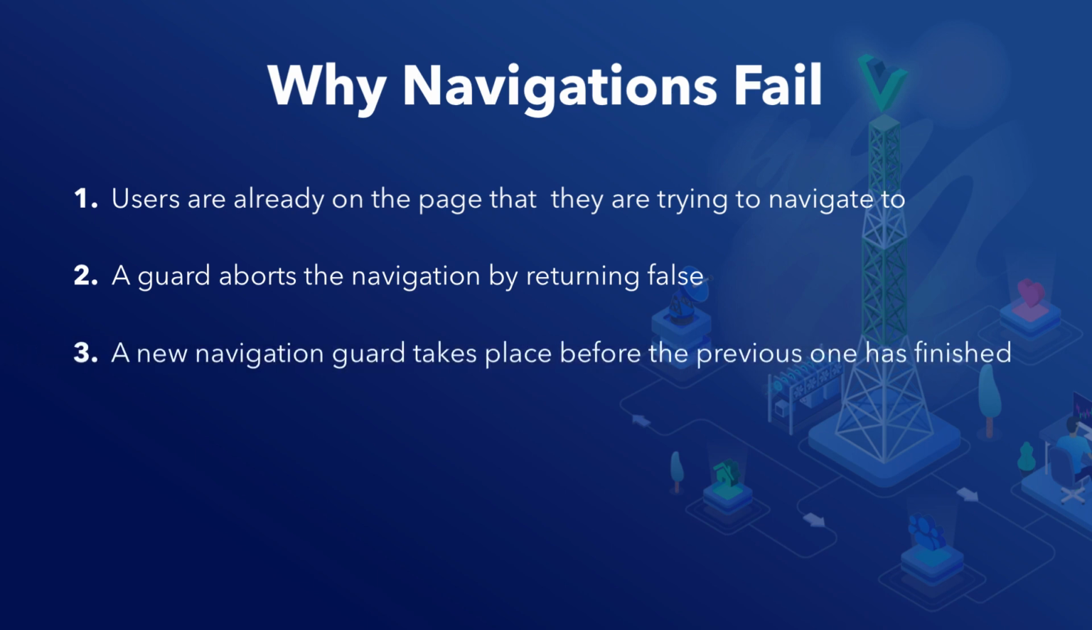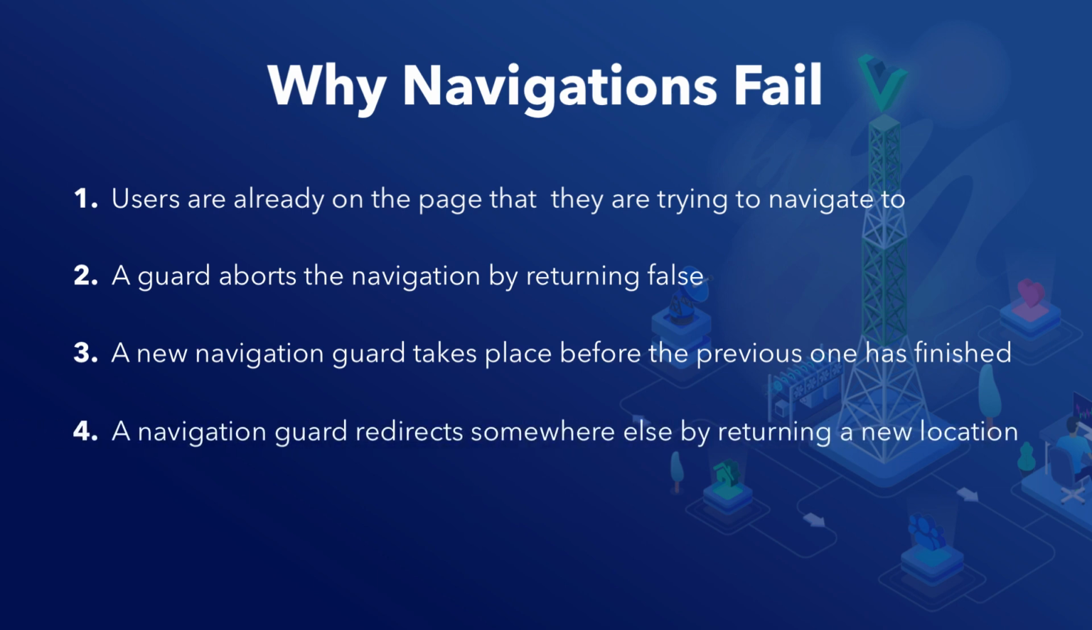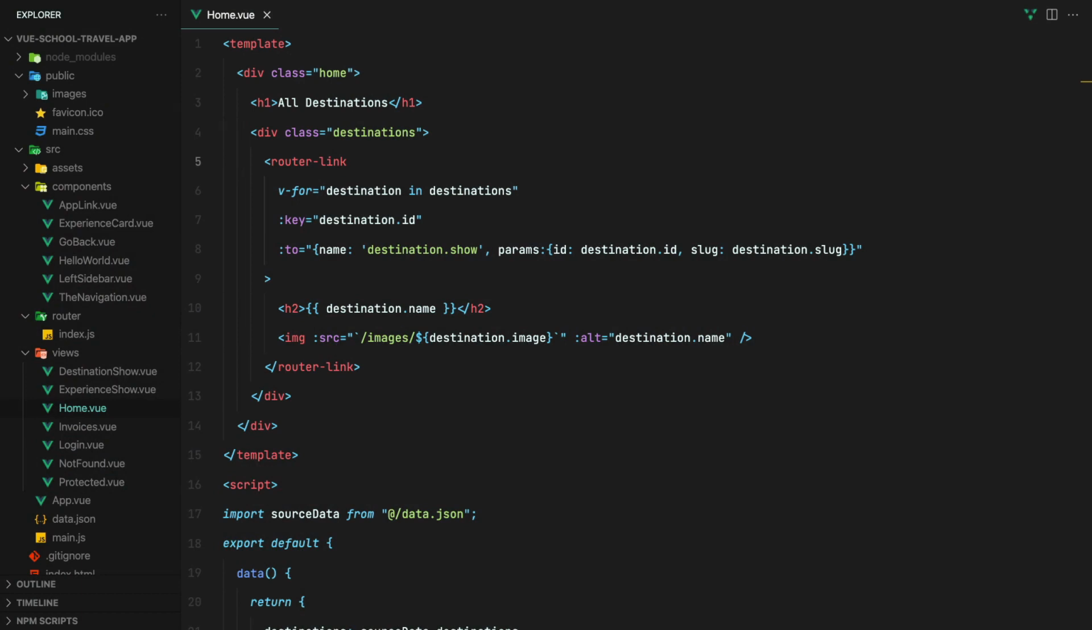Another possibility is that a new navigation guard takes place while the previous one hasn't finished. Or, sometimes a navigation guard redirects somewhere else by returning a new location. Lastly, navigation will also fail when a navigation guard throws an error. Well, it's possible to detect all these types of failures and react accordingly. So, in this lesson, let's see how we can do that.